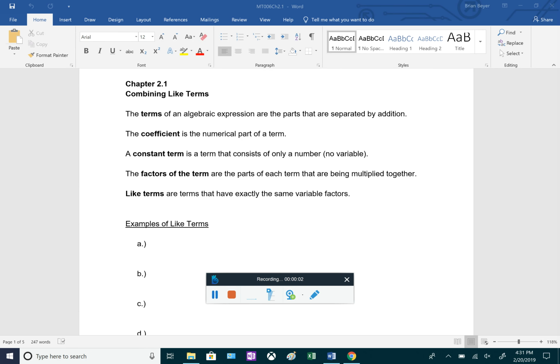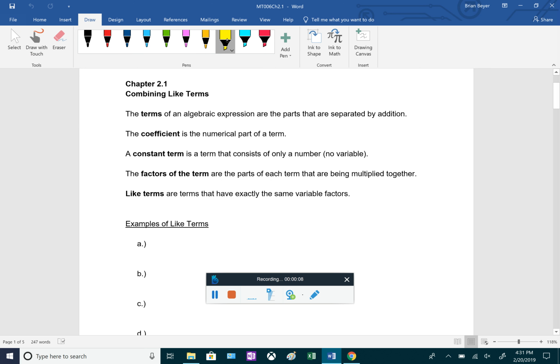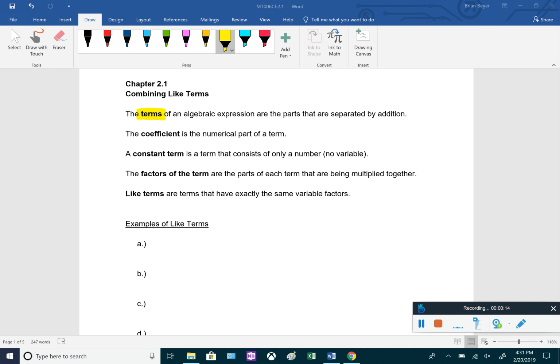In section 2.1, we're going to be working with combining like terms. So a couple definitions here to get us started. The terms in an algebraic expression are going to be the parts that are separated by addition. Coefficients are going to be the numerical factors or the numerical part of the term. A constant term is going to be a term that only has a number, so no variable.